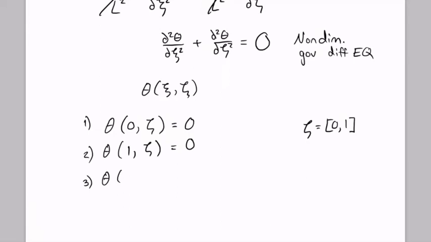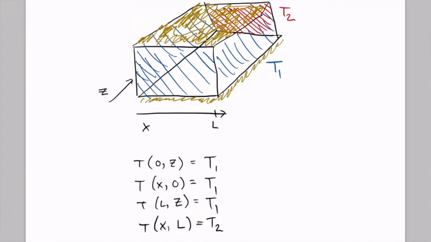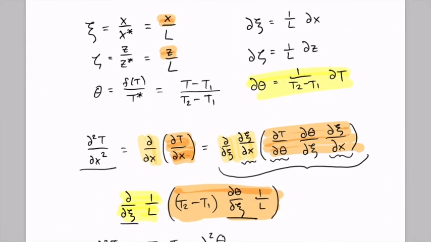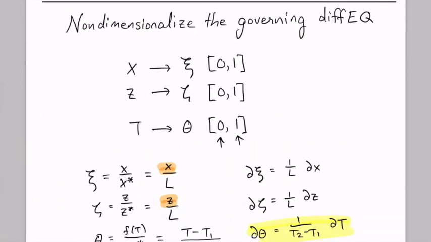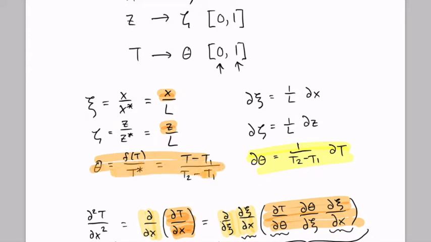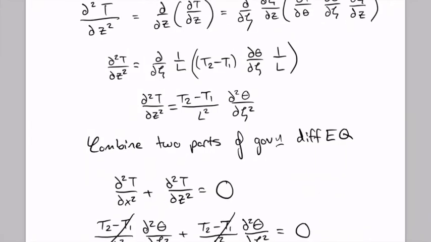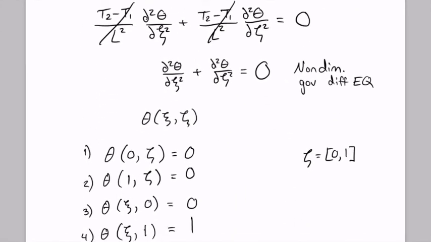We'll consider our boundary position for any c but zeta equal to 0, and that's the front face of the slab, this face here. So at that position, we also have T1, so theta collapses to 0. And finally, we consider the position where zeta equals 1 for any value of c. And that's the one boundary where the temperature is not T1, it's T2. And so if we come back to our definition of theta, at T2, we have that theta equals 1. And so those are our non-dimensionalized boundary conditions.